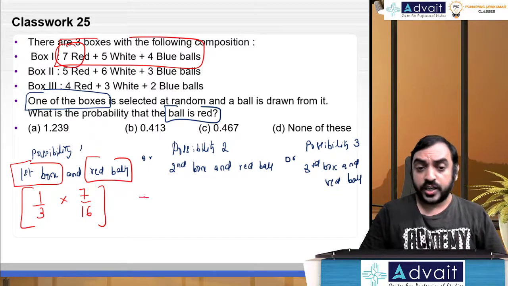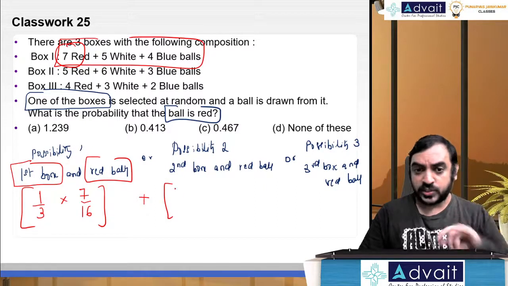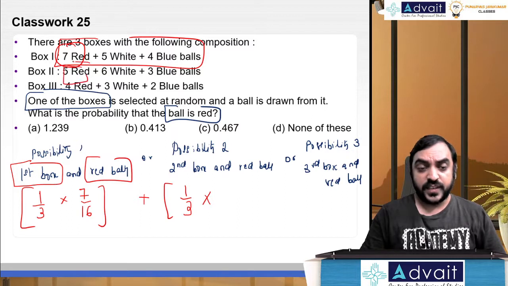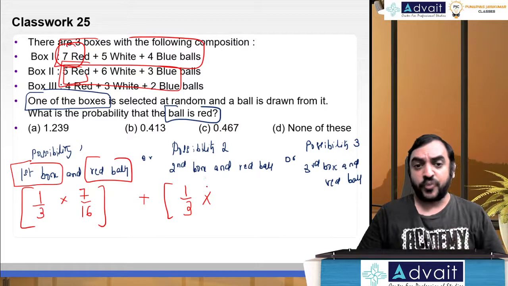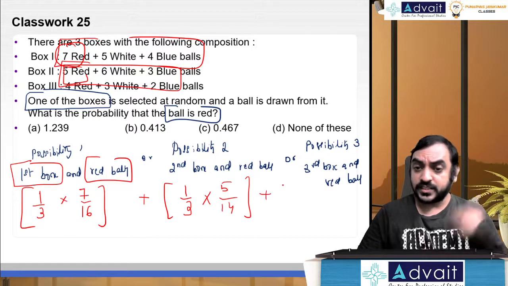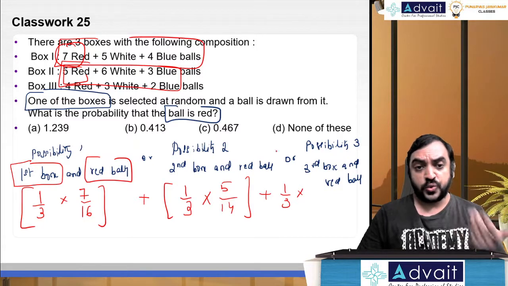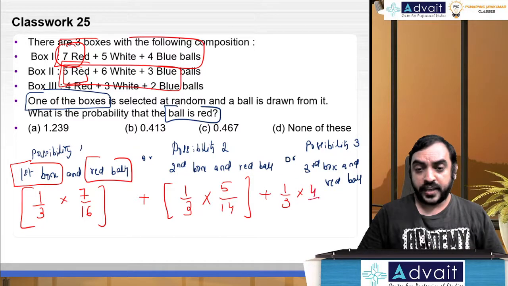Then OR means plus. Second box selection 1 by 3. Red ball, in this case 5. Total 5, 6, 11. 11 plus 3, 14. 5 by 14. Plus selecting a third box 1 by 3. And red one 4 plus 3 plus 2, 9. And 4 by 9.